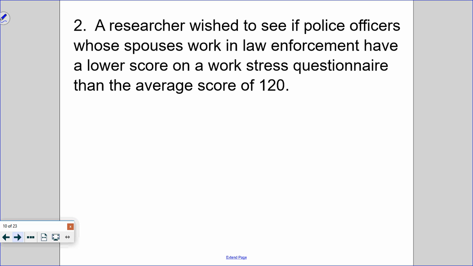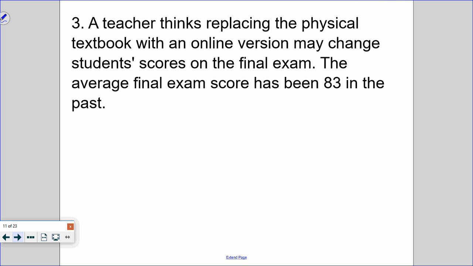Alternative hypothesis. Good. So our H naught is mu equals 120, but then we are wanting to lower that, so it's going to be less than 120. Okay. One more like this.